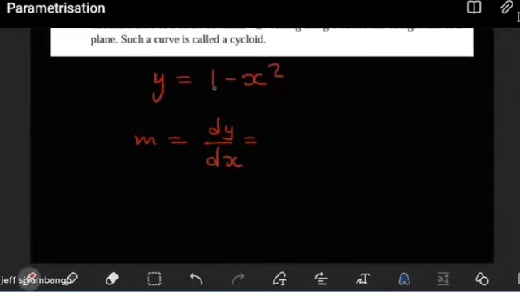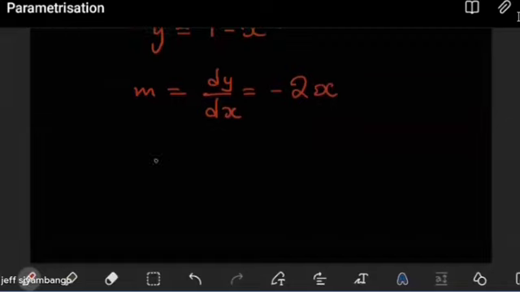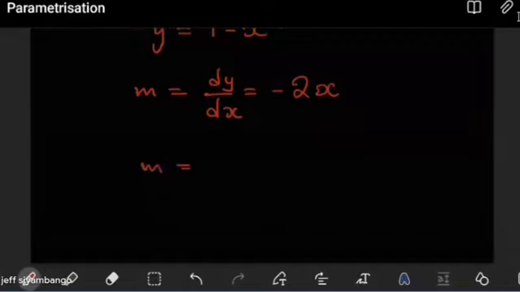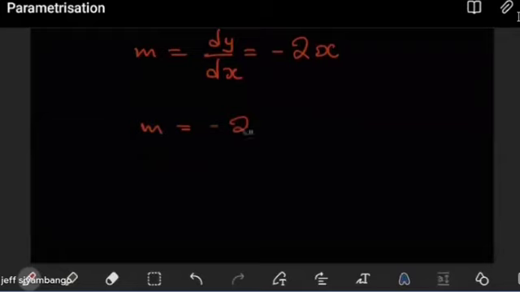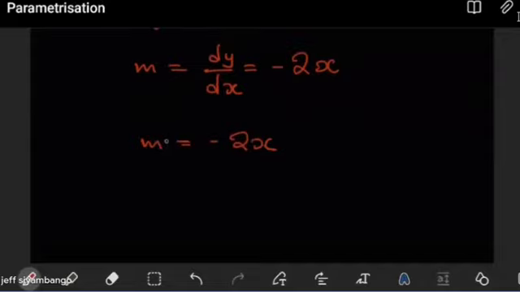The derivative of 1 is 0, so the minus will remain here. The 2 comes down here, and then the power of the x reduces by 1. So this is what we have here. So we have m equals negative 2x. See, now we have the relationship between m and x, and our parameter is m.